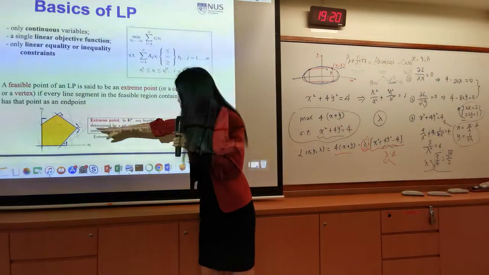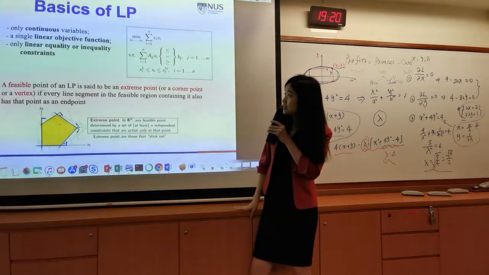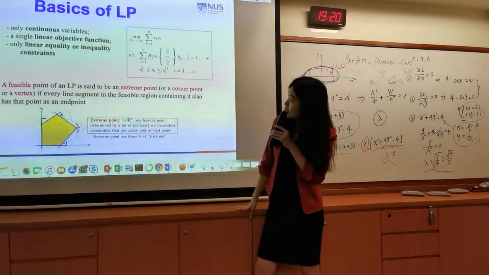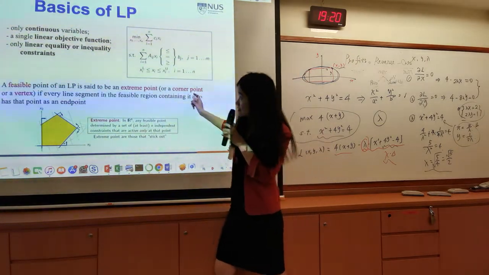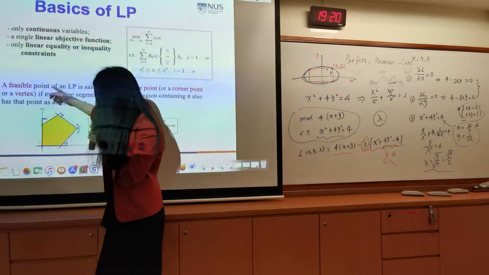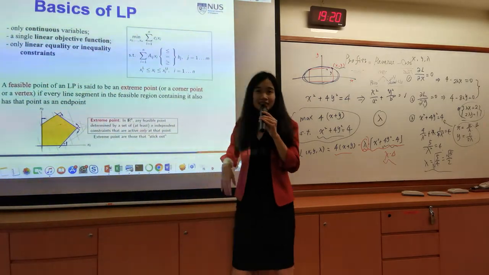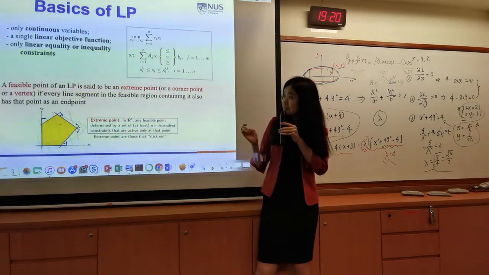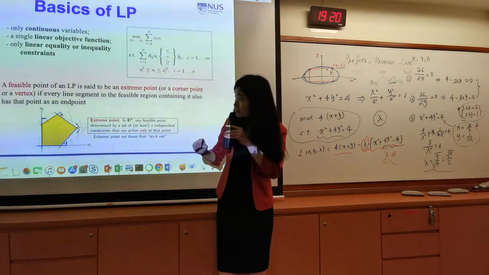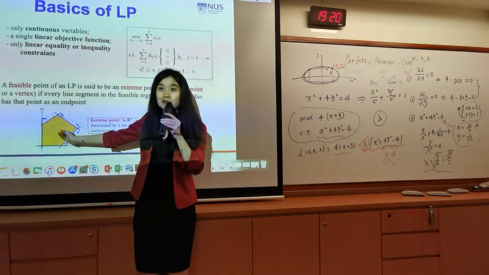like all these points here, is said to be an extreme point, or we call it a corner point, or a vertex. So first of all, let's read this sentence. We say, first of all, it must be a feasible point that meets all the constraints we define as a feasible point. So in this figure, can you tell what are the feasible points?